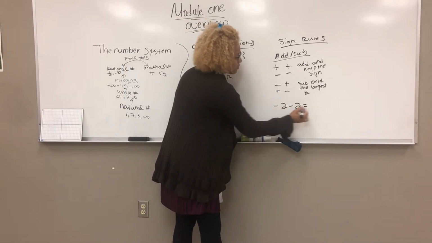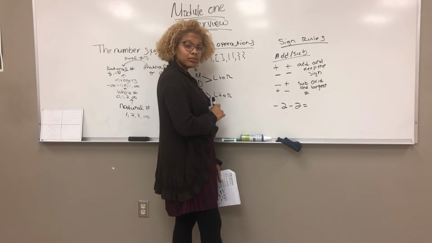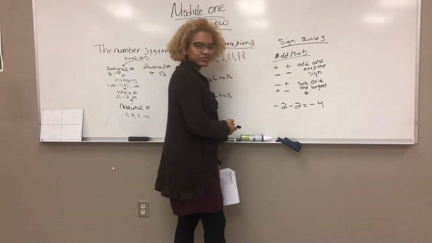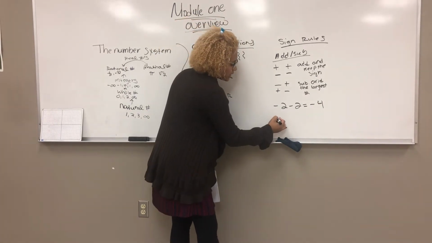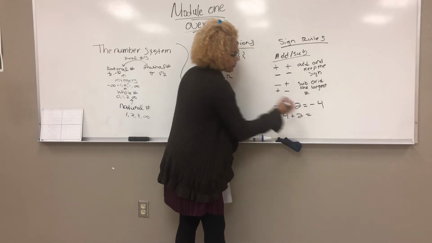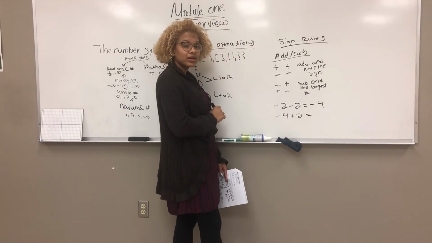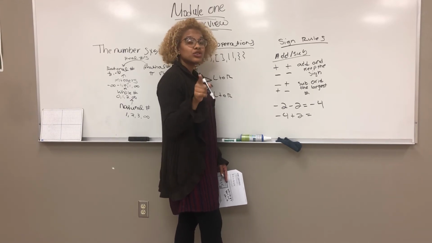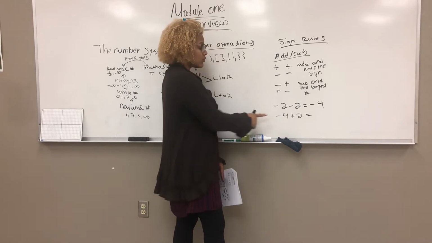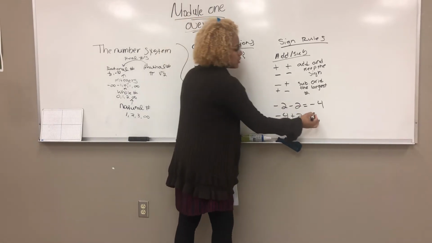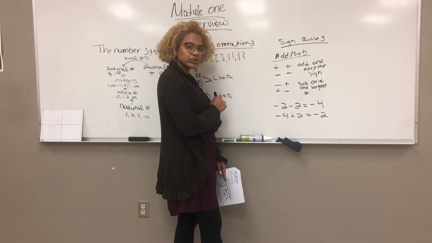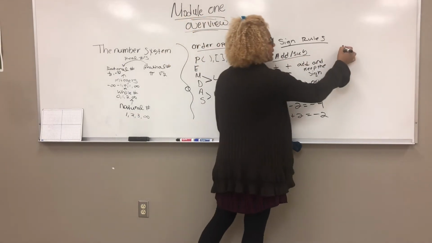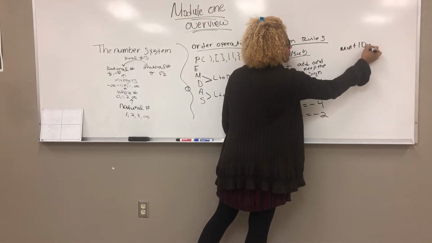-2 minus 2. Are the signs the same? Yes. Let's add and keep the sign: -4. Okay? -4 plus 2. Are the signs different? Yes. Subtract. So that's going to be 2. Keep the sign of the largest number. Well, 4 is larger and it's negative, so my answer will be -2. Cool? Okay.